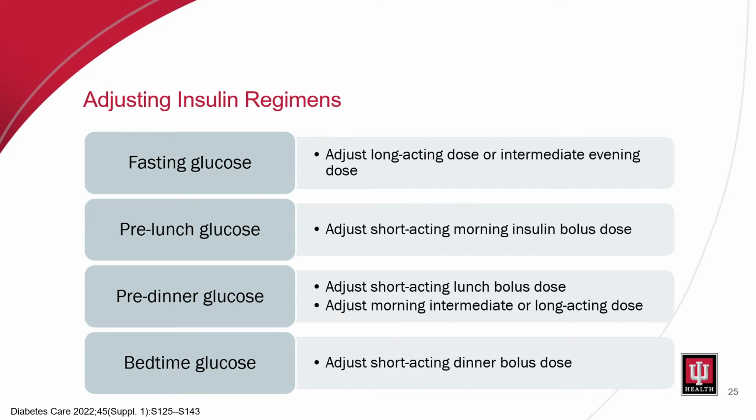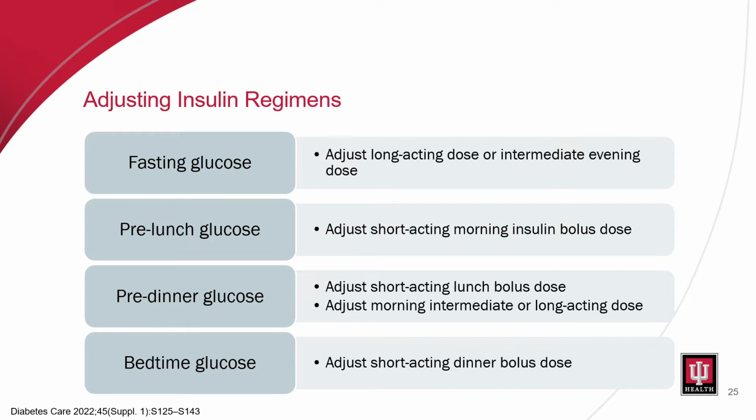The pre-lunch glucose is a reflection of the short-acting morning insulin bolus dose, so that is what you would adjust in order to correct the pre-lunch glucose. The pre-dinner glucose could either be the short-acting lunch bolus or the morning intermediate or long-acting dose. A lot of times I will interview the patients, see what they're eating for lunch in order to determine if it would be appropriate to adjust that lunch bolus, but I often start with the lunch bolus and then adjust the intermediate or long-acting dose if we still can't correct it with adjusting the lunch bolus.